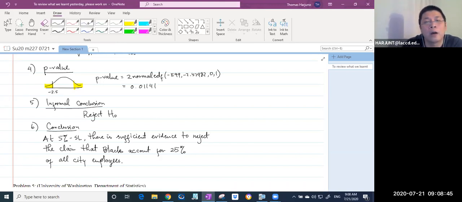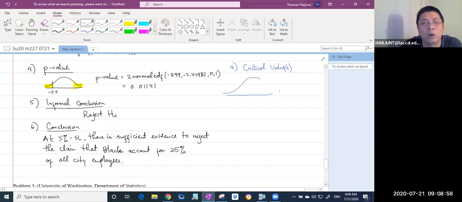Okay, now how about if we use critical value? Because it's two tails, critical values has two numbers here. Now we want the critical values. This is C critical such that the total area of the tail region is 5%. So C critical will be plus minus inverse norm of 0.975. Now that's because of 2.5% here, 2.5% here.